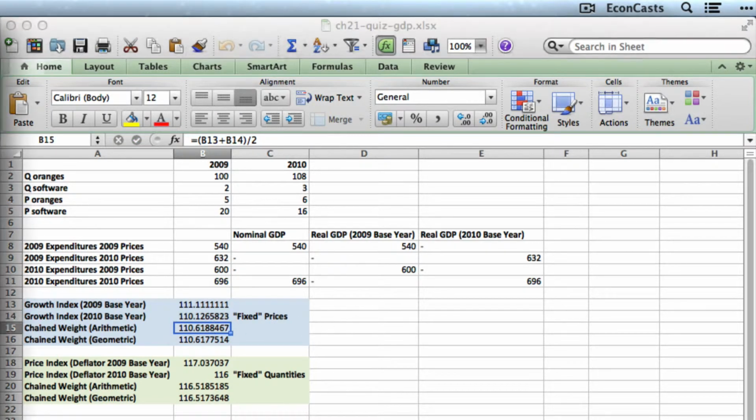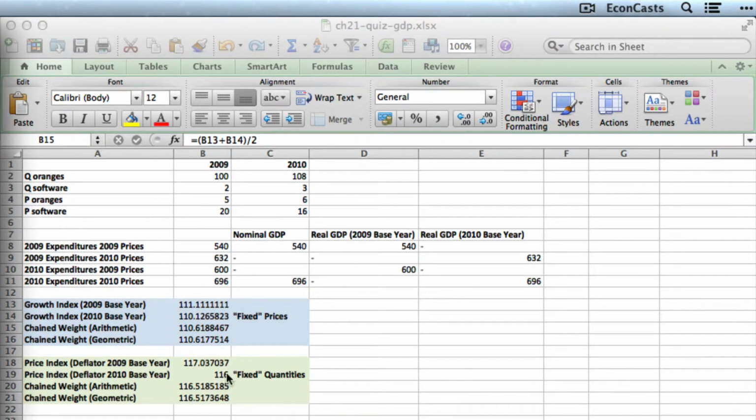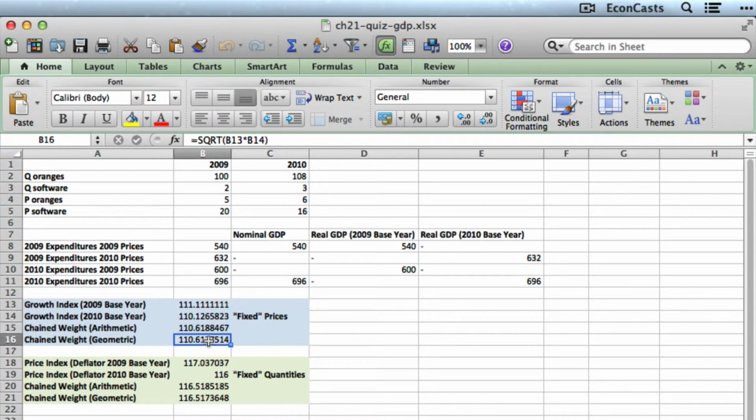If instead this question had asked, instead of the arithmetic average, for the geometric average, it's a similar procedure, except this time we're going to take those two numbers, and instead of adding them and dividing by 2, we're going to multiply them together and then take the square root of the product. If we had 3 growth index calculations to use, we would have multiplied all 3 of them together and then taken the cube root, and so on and so forth. But in this case, it's really easy in Excel to take the square root of a product of 2 numbers, so we just throw it in Excel and it gives us our geometric average.